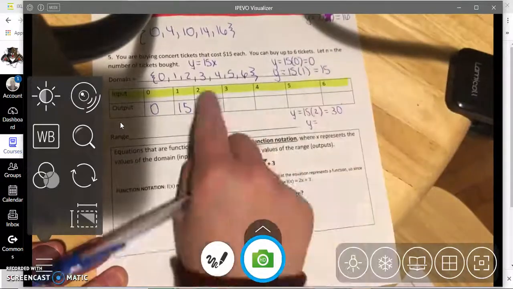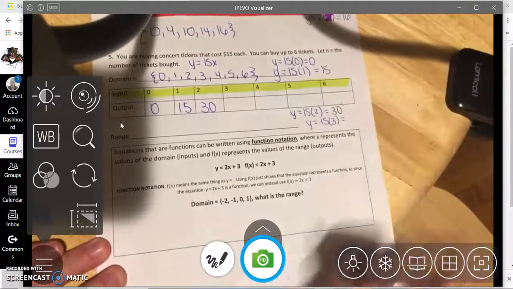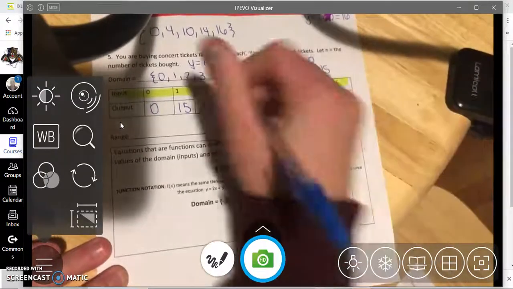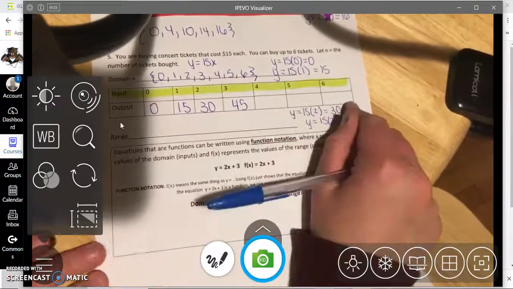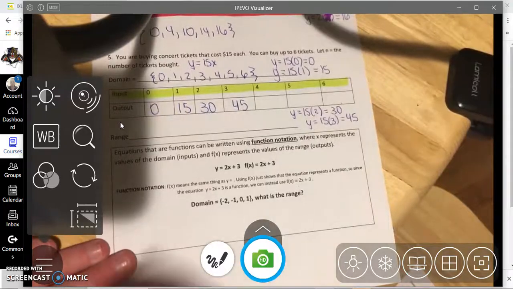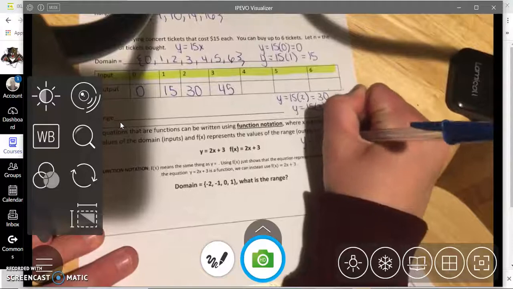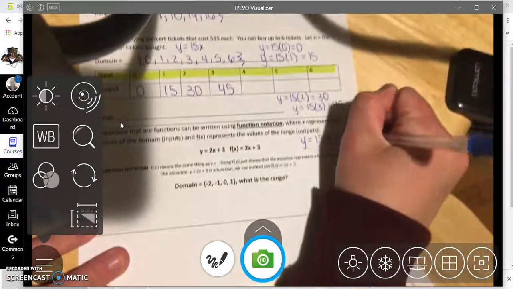Y equals, now if 3 people went, you would have to do 15 multiplied by 3. 15 times 3 is 45. And if you see the pattern, we're literally just going up by $15 each time. So now y equals 15 times 4. 15 times 4 gives you 60.